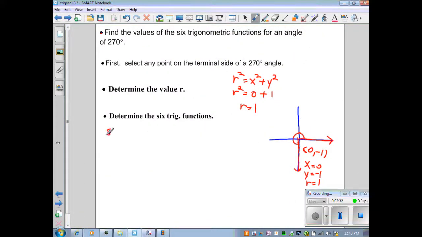Sine of theta, which will be y over r, which is -1 over 1, simplifying to -1. Cosine of theta, which is x over r, which is 0. And tangent of theta, which is y over x. Since my denominator is 0, tangent at 270 degrees is undefined.